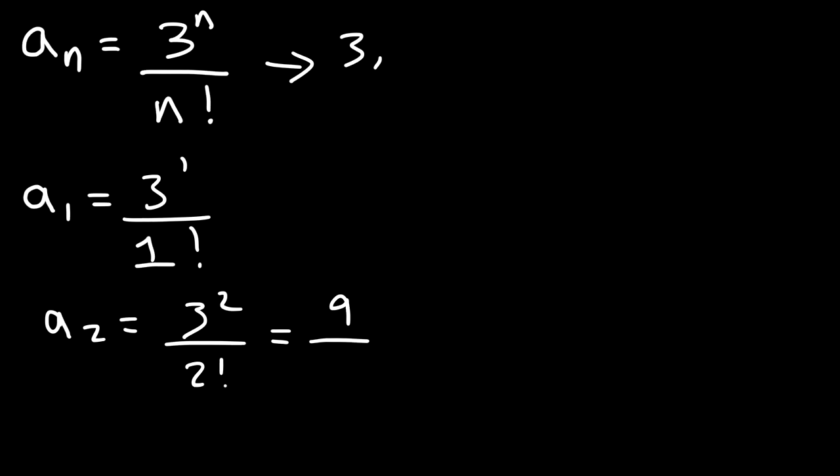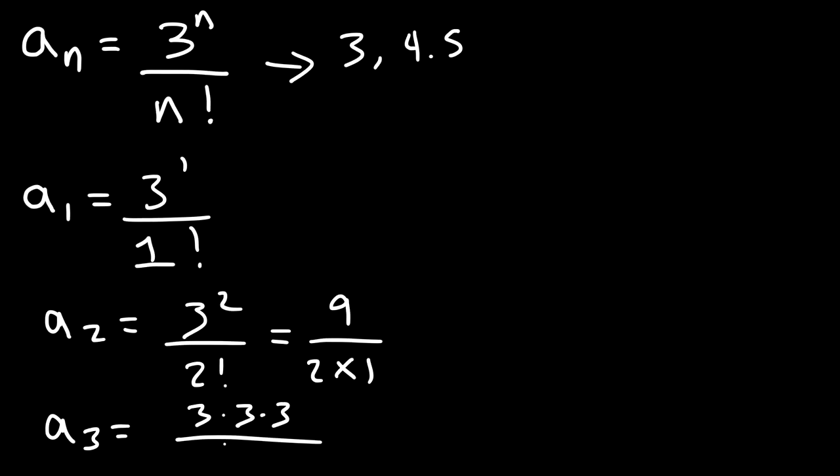So 3 times 3 is 9. 2 factorial is 2 times 1. 9 over 2 as a decimal, that's 4.5. Now a sub 3, that's going to be 3 to the third power, which is 3 times 3 times 3. And then 3 factorial is 3 times 2 times 1. So we can cancel 3, and once again, it's 9 over 2, which is 4.5.